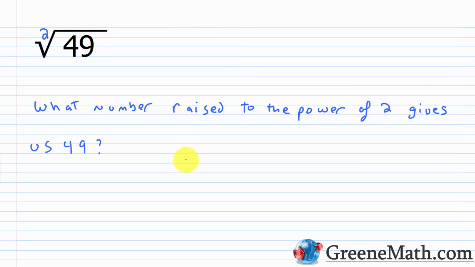Now, how do I go about figuring this out? Well, if I don't have a calculator, I need to factor. 49 happens to be a perfect square, so it's built from the product of a rational number times itself. And we'll talk more about the definition of a perfect square in a minute, but essentially when you factor 49, you only get 7 times 7, or you also get -7 times -7. So to answer this question, what number raised to the power of 2 gives us 49? It's 7, or also -7.